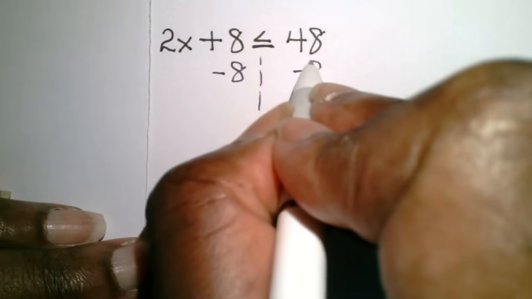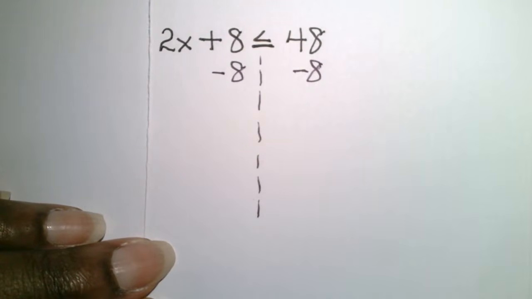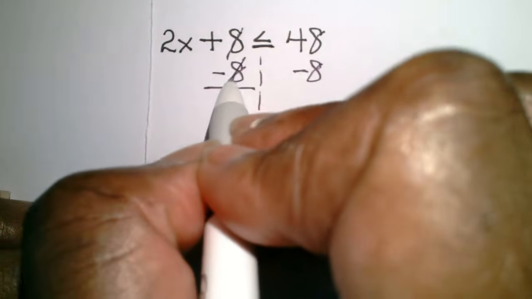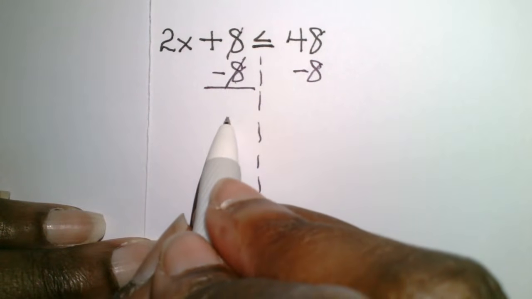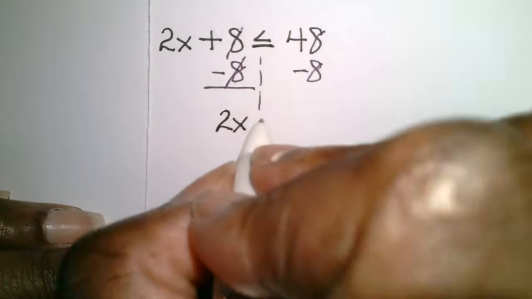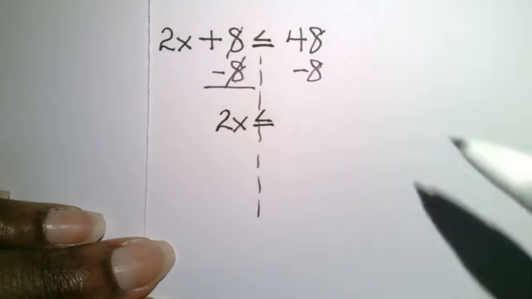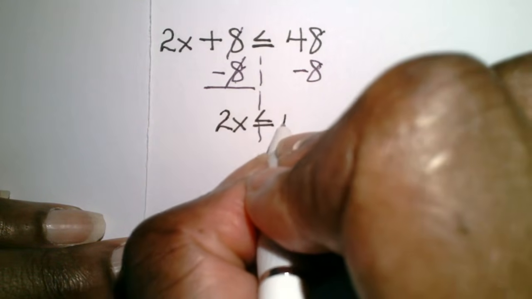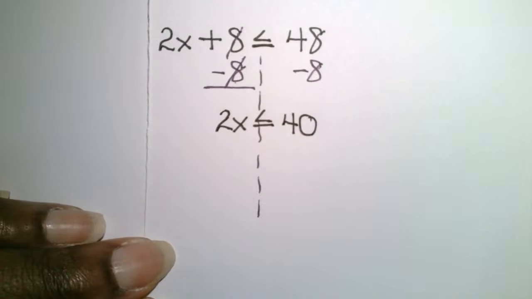Whatever you do to one side, you must do to the other side. So positive 8 and negative 8 will give me 0. But I don't need 0 as a placeholder because I still have the 2x to bring down. Keep our inequality sign because all we did was subtract the 8. So 48 minus 8 gives me 40. All right, good. So Ray, what are we doing next?